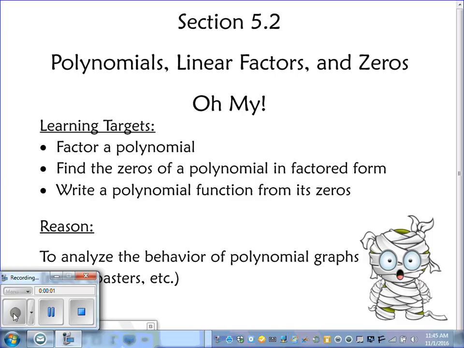So we're going to look at section 5.2. We're going to do part of it today, and we'll do part of it tomorrow in the 45 minutes that I have you guys. Today really isn't much new stuff. A little bit of terminology, but really nothing crazy new.